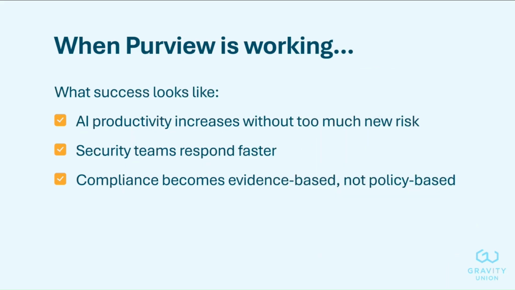And when it's working, so why do we do all of this? Then we know that we can confidently and productively use AI, and as AI agents grow in our organizations, without introducing too much new risk. As security or compliance teams, you can respond faster, and we start to have more evidence, more proof of what is happening across our data landscape, and we can use that in our conversations, and to guide our future policies as well.